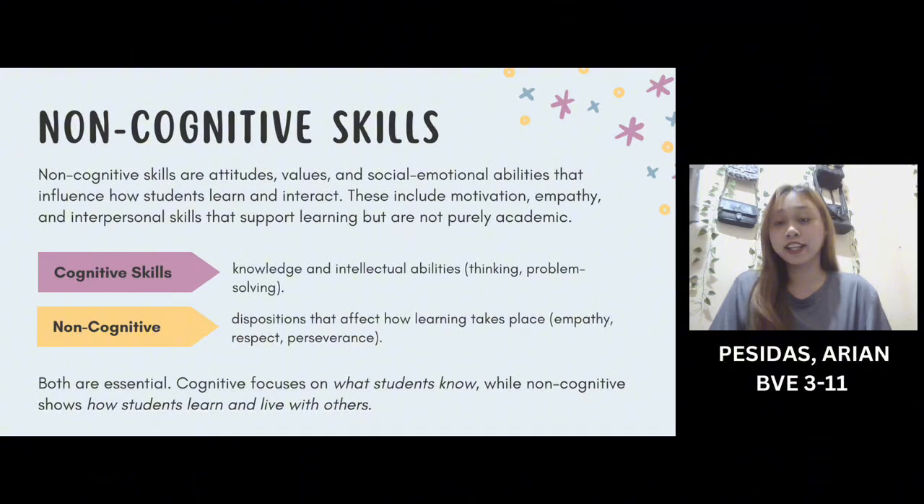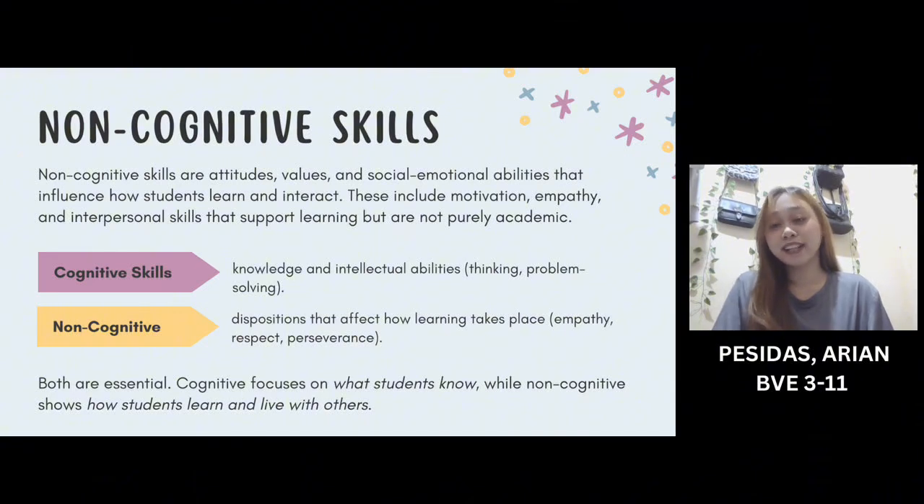So when we say non-cognitive skills, these are not about academics or knowledge alone. They are more about attitudes, values, and social emotional abilities that influence how students learn and how they interact with others. Some examples are motivation, empathy, self-concept, and communication skills. These skills are not usually measured in paper and pencil tests, but they strongly affect how students perform and succeed in real life. To make it clearer, let's compare them with cognitive skills.